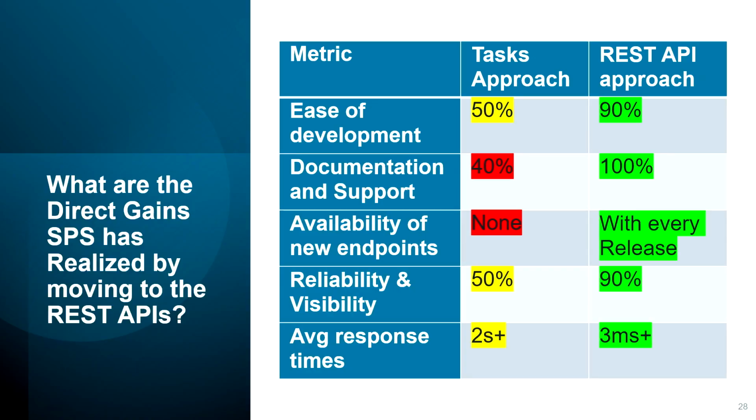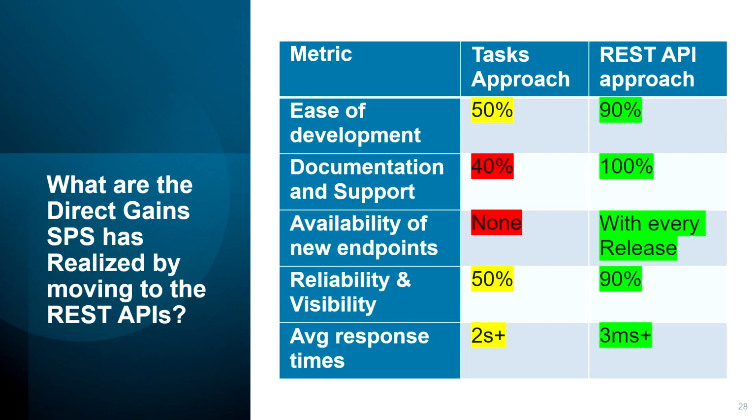So we have a little graph here. Abraham helped me with this one. So it's just going against the tasks approach versus the REST API approach. So you have ease of development, 50%. I guess that's how big your brain is. The REST API, 90%. I mean, it's so much easier to develop with the APIs. Documentation and support, 40%, generous.